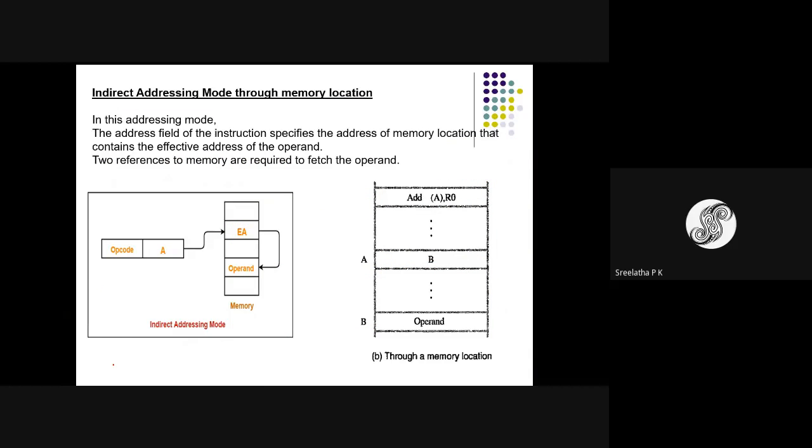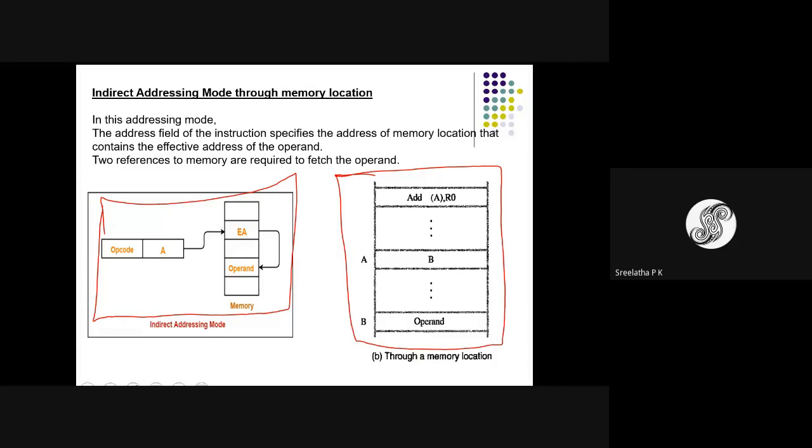Copy down this diagram, and this diagram also, which clearly tells what it is. This is the instruction. The content of A contains the address B, and at B the operand value is present. So this is indirect addressing.